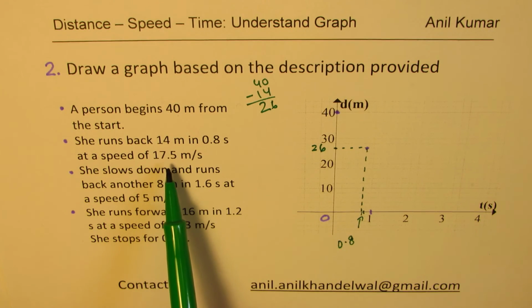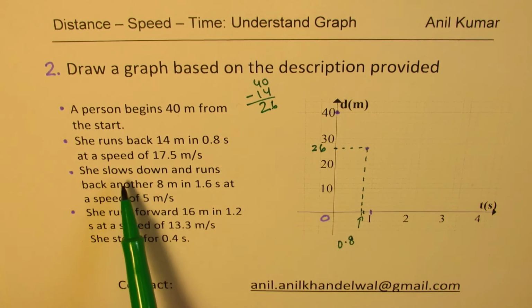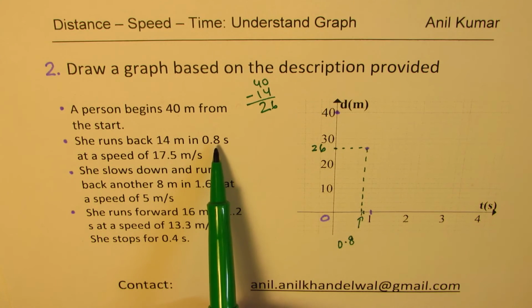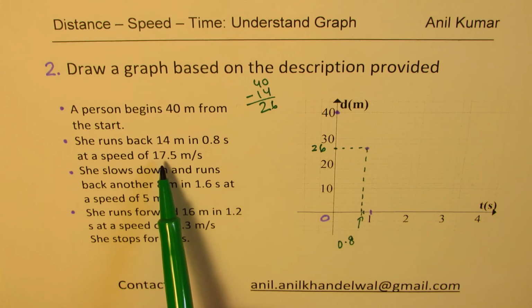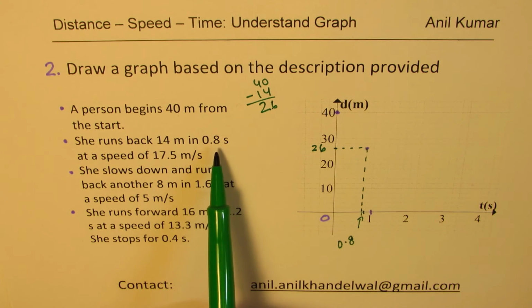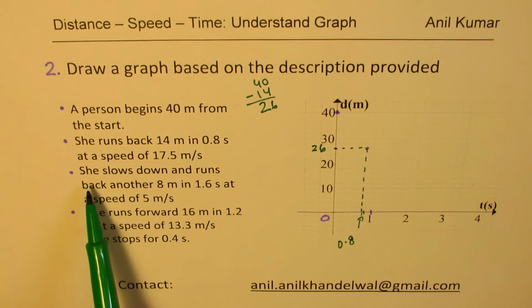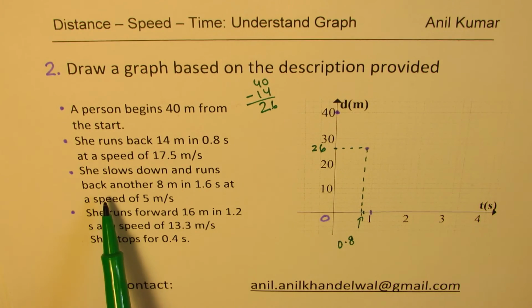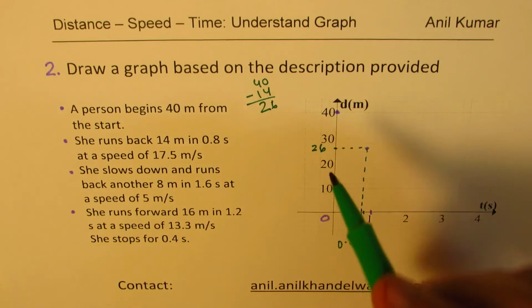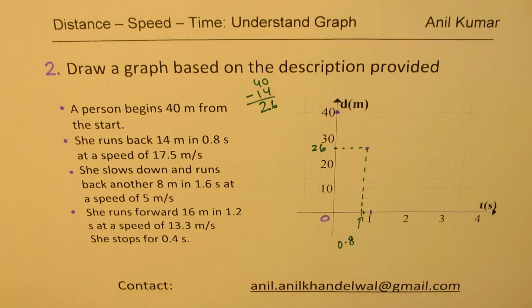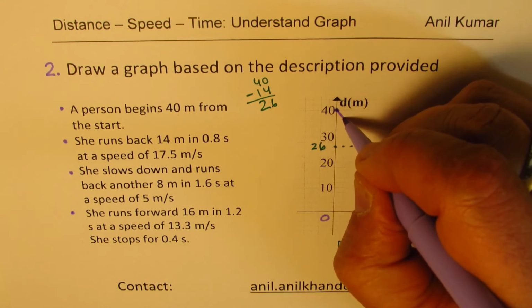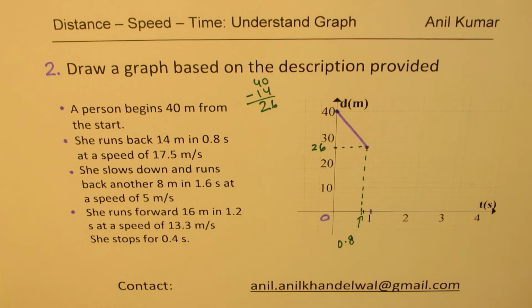Now speed is already calculated. You need not bother about the speed. Sometimes they will not give you time. They will give you the speed directly, right? So you have to now work out. Now she slows down and runs back another. Back means returning, right? So it's coming downwards. So first leg we're done, which is this position. Is that clear to you? Okay. Second.